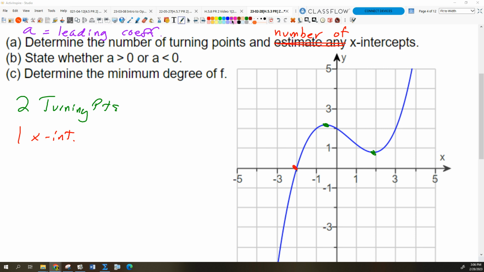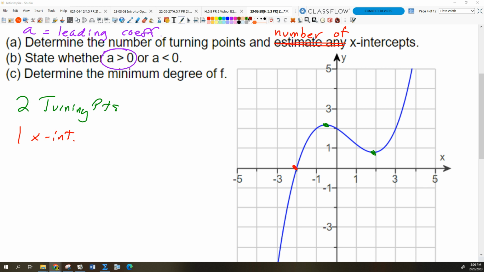If A is the leading coefficient, I want you to tell me here, thumbs up for positive, thumbs down for negative. What must the sign of the leading coefficient be here? Yeah, good. It's got to be positive, right? How would you describe that kind of end behavior? Positive odd, yeah. But it's positive, isn't it? So A is positive.